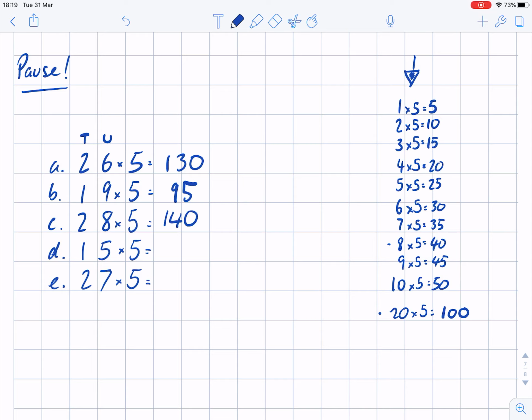15 multiplied by 5 is 75. And the last one, again, I'm going to use 20 times 5 and I'm going to use 7 times 5. Add those together, I get 135. So this is just a different way of multiplying a 2-digit number by a 1-digit number when we've always got the same number in that column.